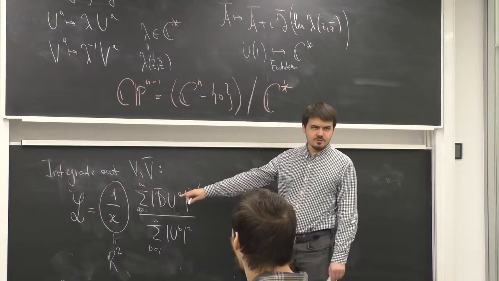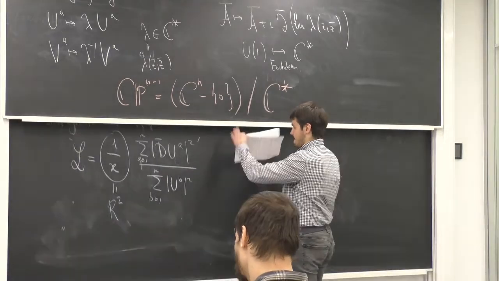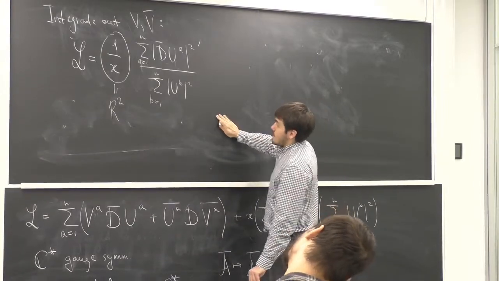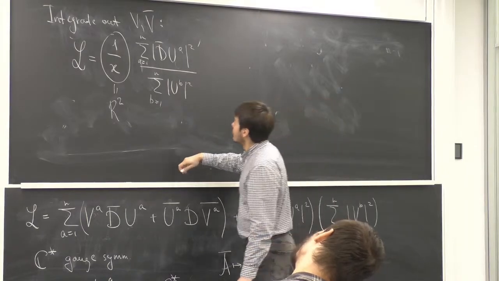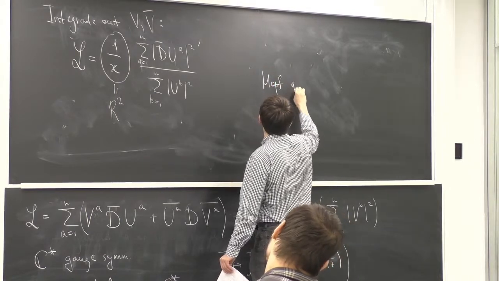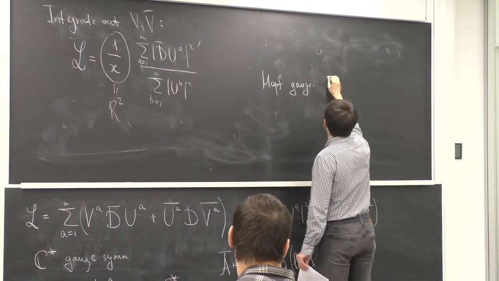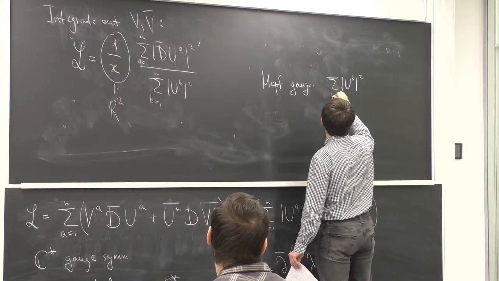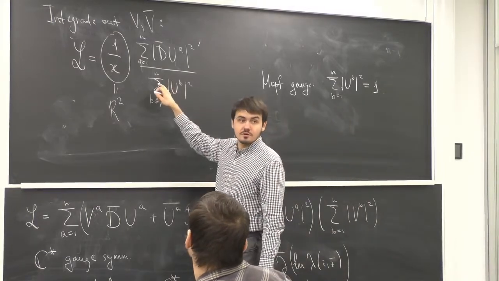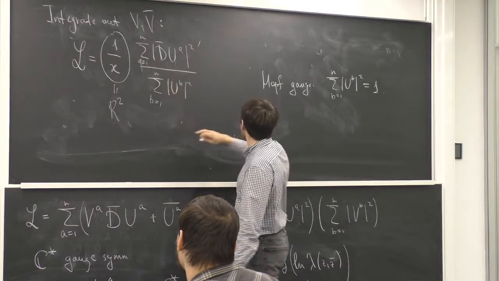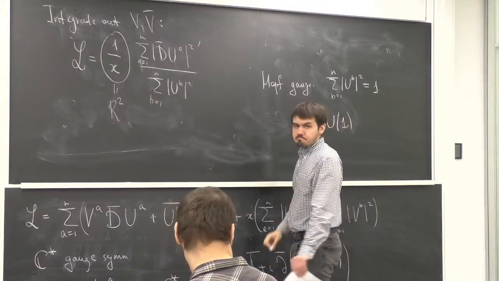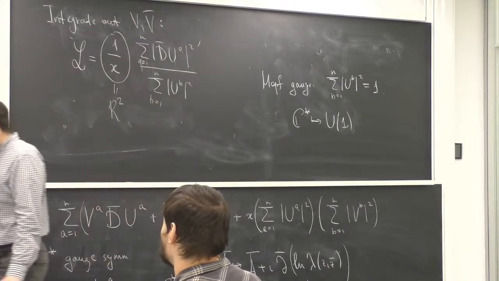There still is a C star gauge symmetry. So we can use C star to choose a partial gauge. You could call it Hopf gauge, which is sum over... equals 1. In this case, the denominator disappears, and we're left with a CPN model with a U1 gauge field. So this breaks C star down to U1. We're left with the usual formulation of the CPN model.